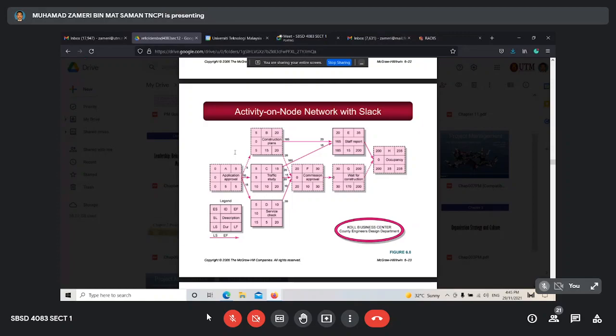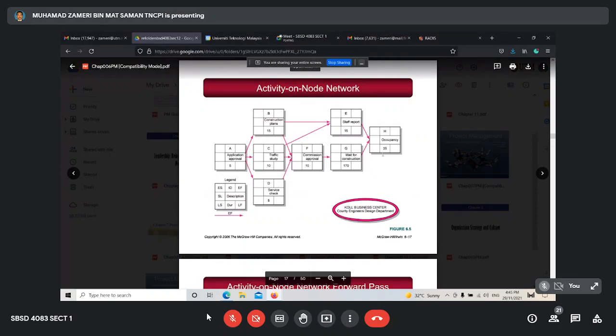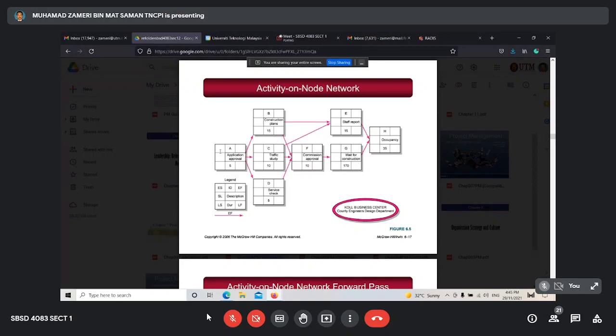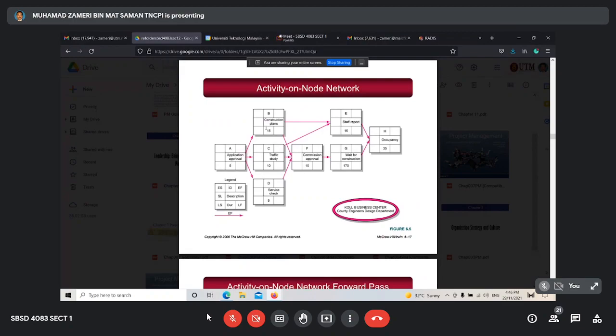Okay, until here, any question? What I teach you here, the first thing, you need to know how to draw network. This is network. Then each node, you need to divide it into 8 portions. So here, early start, early finish, late start, late finish, slack time. ID is identification, description, and also duration. ID, description, and duration from the data. So here, A, application approval, 5 days. B, construction plan, 15 days. Until H, occupancy 35 days.